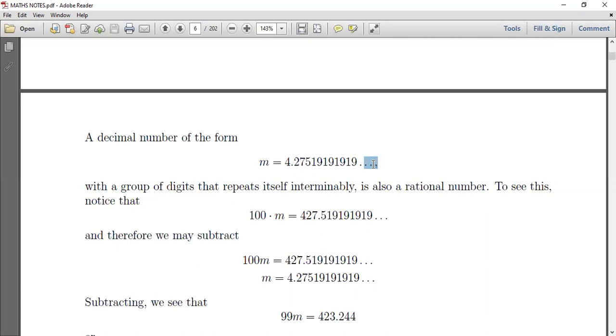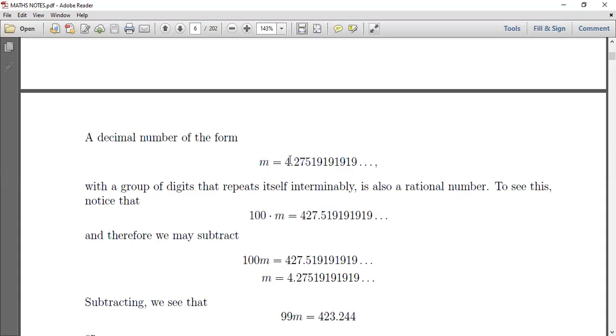How can we show that this number is a rational number? Since the decimal digits form a pattern, by the definition I have just given you, it is a rational number. But to show that we can write it in the form P over Q, this is what you do. We want to show that M is a rational number. Multiply M by 100.